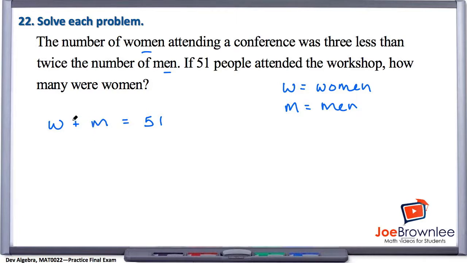So what does that mean? Well, right now we have two variables. We have a w and an m, but only one equation. So we want this whole equation to be all w's or all m's so that we can solve.